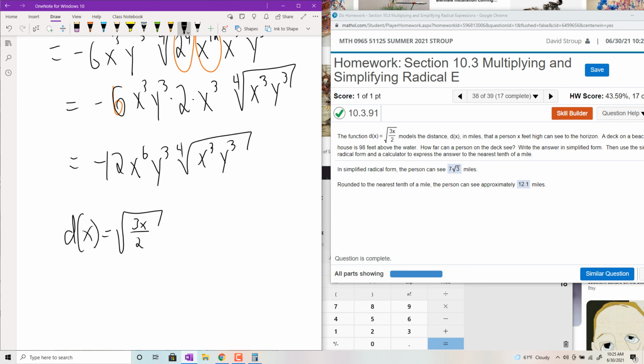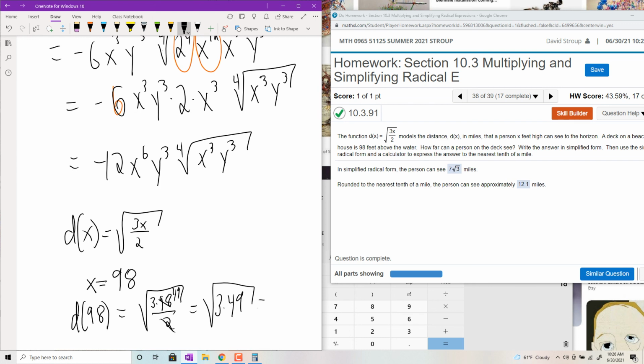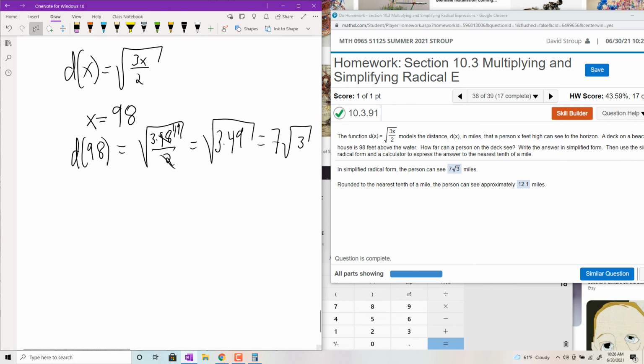So x represents the number of feet that high that the person is. So in this case, the person is 98 feet high. They want to know the distance this person can see, so you're going to plug 98 into this expression. And you get the square root of 3 times 98 all over 2. 98 over 2. So 2 goes into 98 49 times. So you'll get 3 times 49. And then you can march out the root 49, make that 7 root 3. Okay, so you can see that in miles. And then they want you to actually put it in your calculator and get an approximation. Okay, so it would be 12.1.